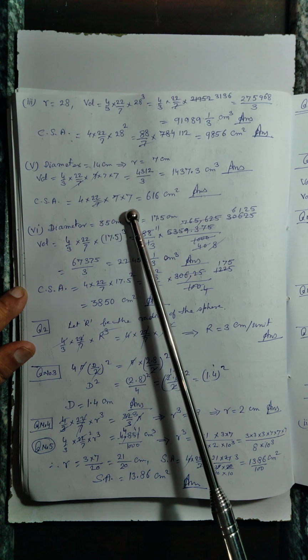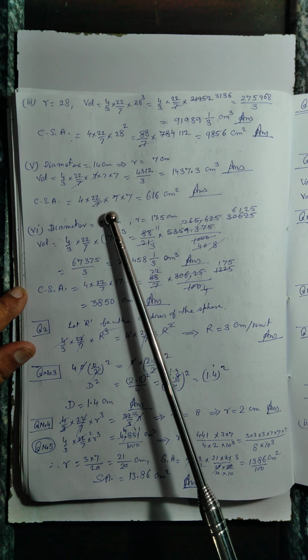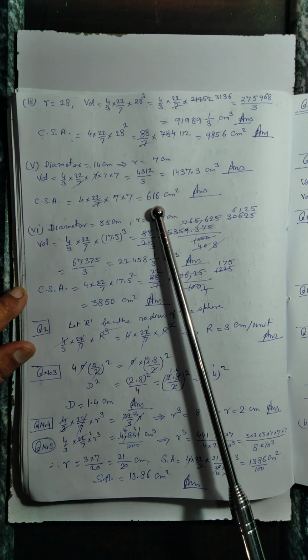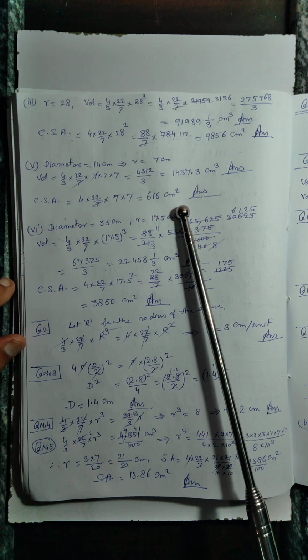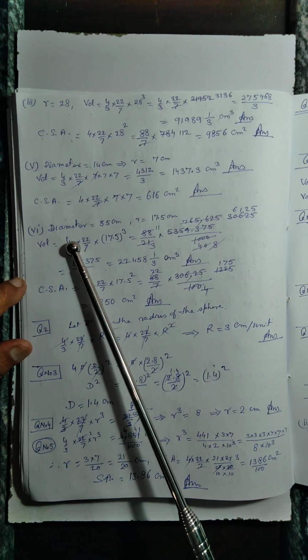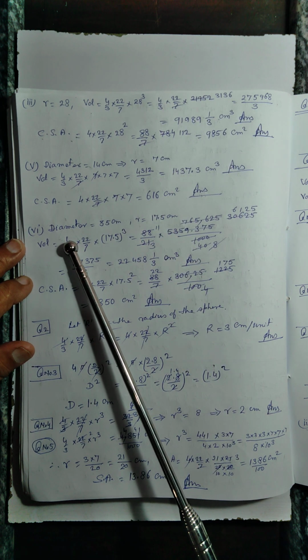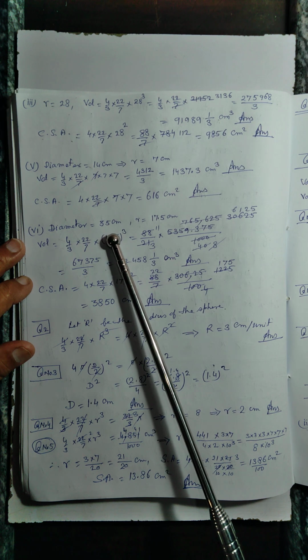Now curved surface area will be equal to 4 into 22 by 7 into 7 square, that is 7 into 7. So 7 and 7 cancel, so 88 into 7, that will be equal to 616 square centimeter.